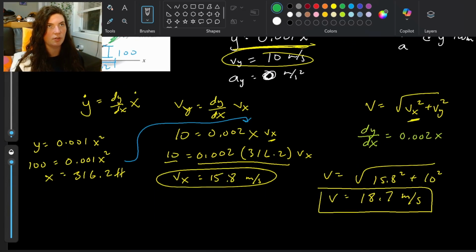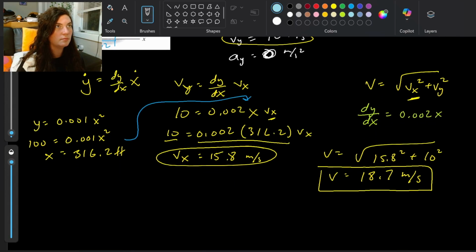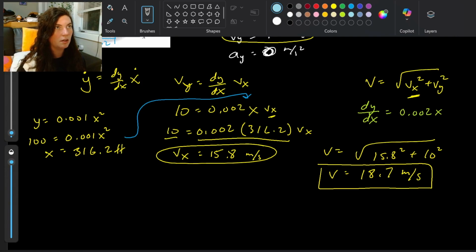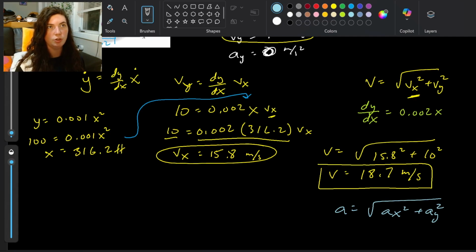So we're halfway done, right? We have the magnitude of our velocity. So now how do we go about finding that magnitude of acceleration? Our acceleration, much like velocity, is going to be the x component of the acceleration squared plus the y component of the acceleration squared. Take the square root of that, that's going to give you your overall magnitude of acceleration.